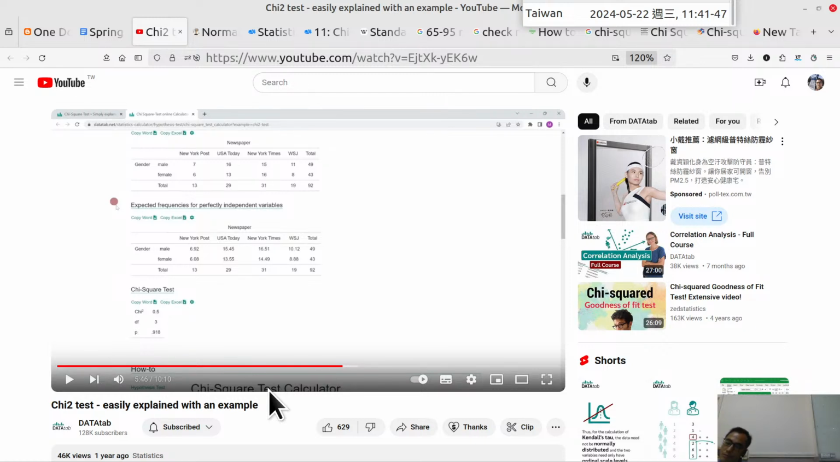Okay, from this part, the result has no significant difference between the genders in selecting their preferred newspaper. From the calculation, we know it. The calculated p-value of 0.918 is above the defined significance level, that is 5%. Thus, the chi-square test is not significant, and the null hypothesis is not rejected.